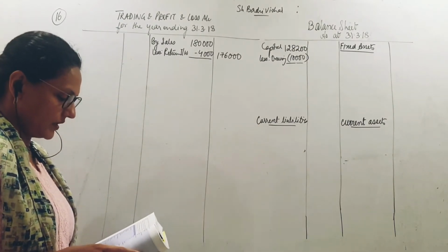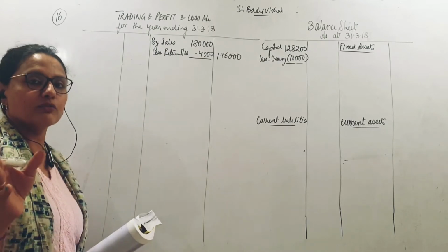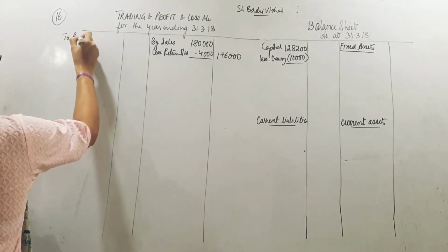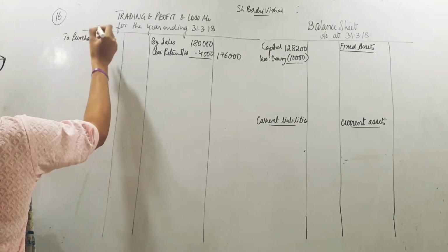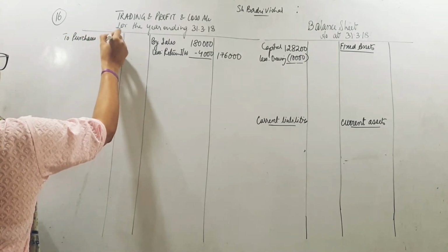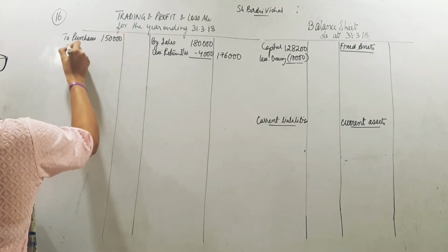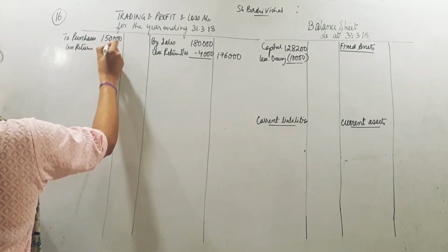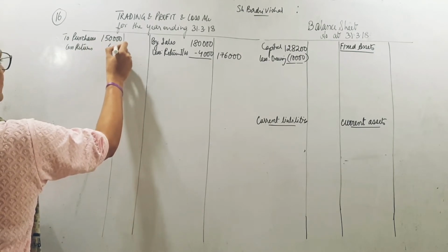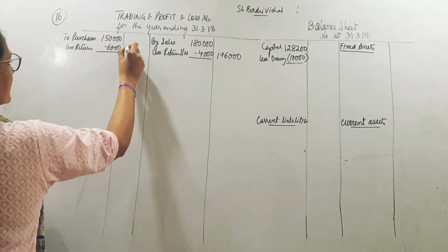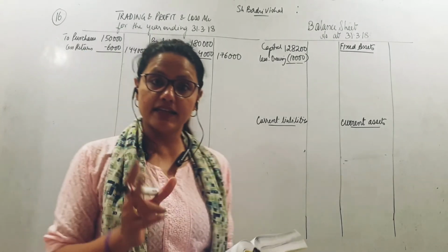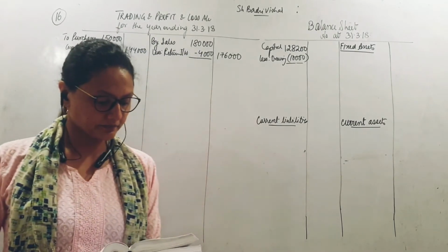Return outward and then purchase is also there. Return outward meaning purchase return. So we know that this should come here. Purchases 1,50,000 less returns. How much? 6,000. 6,000 out of 1,50,000 gone. So 1,44,000 is my net purchase. I always say net purchase because that's the cost.